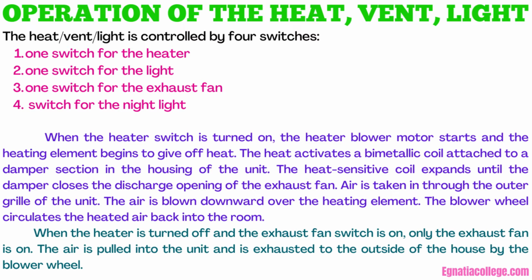Air is taken in through the outer grill of the unit. The air is blown downward over the heating element. The blower wheel circulates the heated air back into the room. When the heater is turned off and the exhaust fan switch is on, only the exhaust fan is on. The air is pulled into the unit and is exhausted to the outside of the house by the blower wheel.